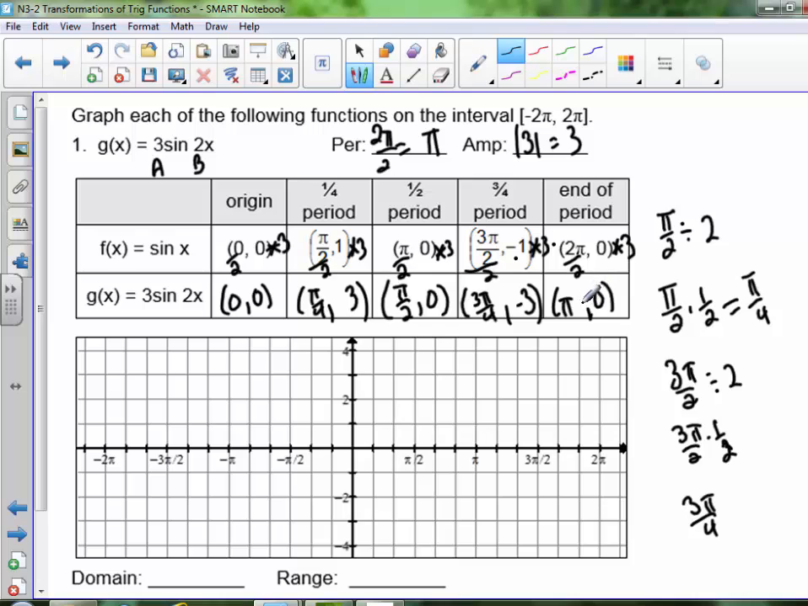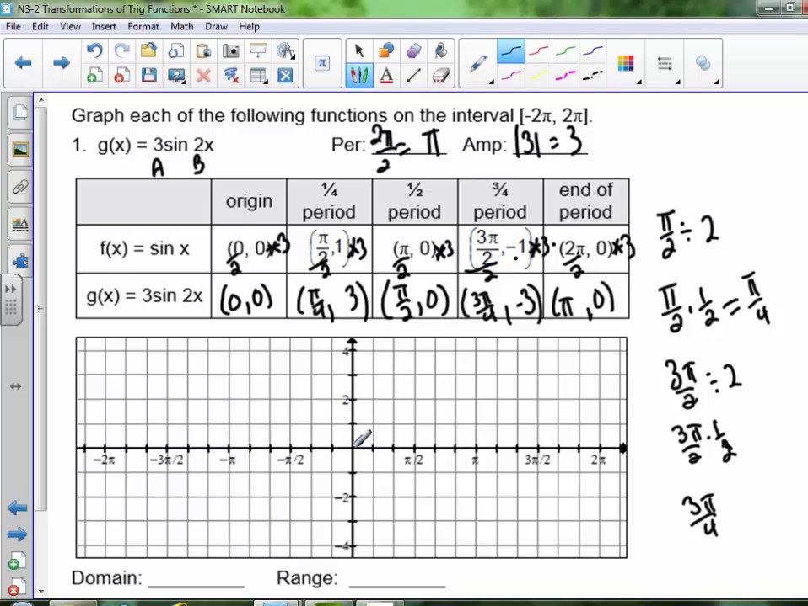I just want to point out here, this was the original period for sine of x. This is one complete cycle. And when we did the transformation to the points, we ended up here at pi, which is what we said our period would be. So instead of going all the way to 2 pi, we'll have completed a cycle in pi. The amplitude is going to be 3, and as you can see, the highest and lowest points for our y values are at 3 and negative 3.